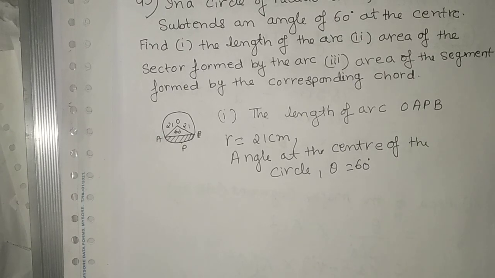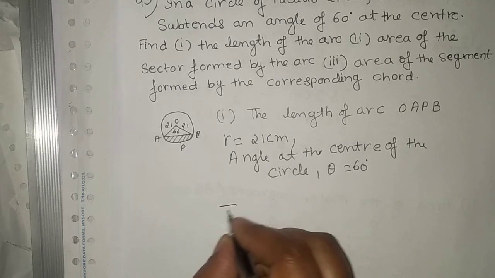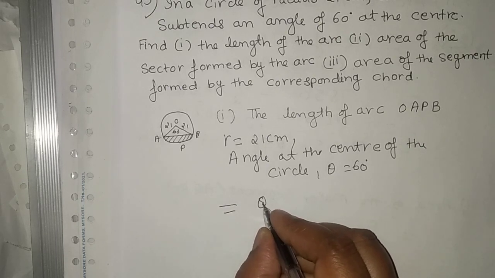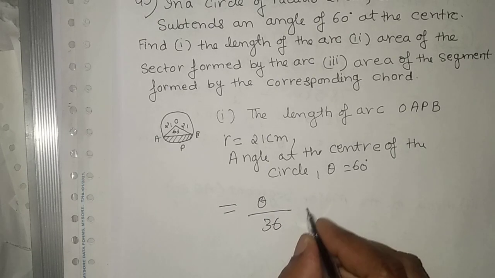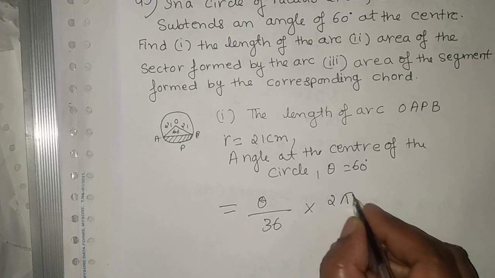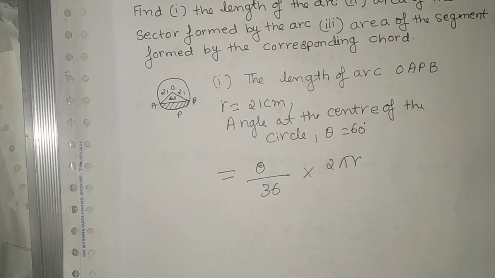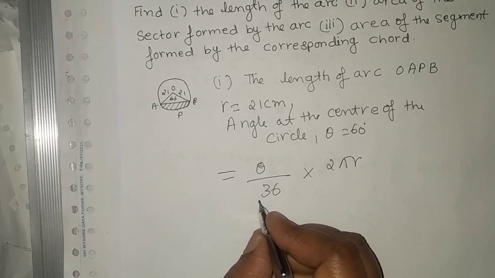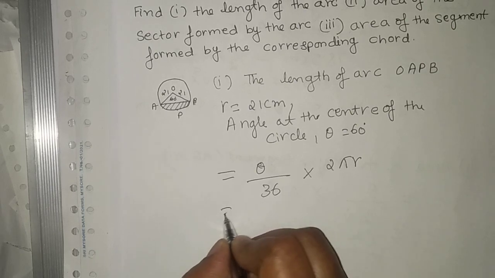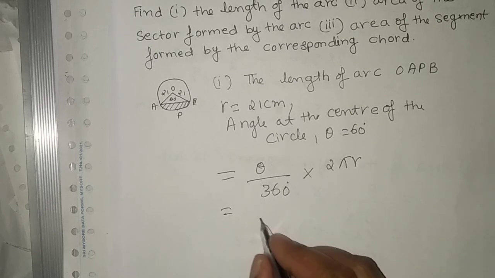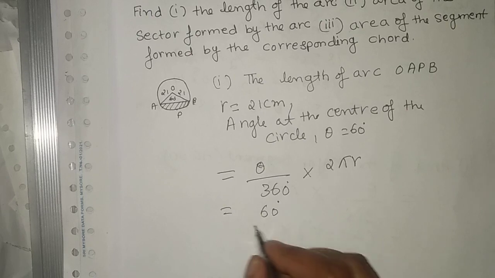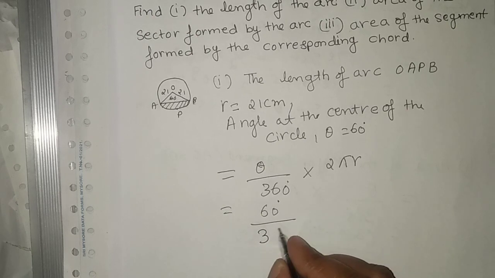So we'll start this one. What is the formula? That is theta by 360 into 2 pi r. Now, 2 pi r, therefore we have theta by 360, what is theta? 60 degrees.